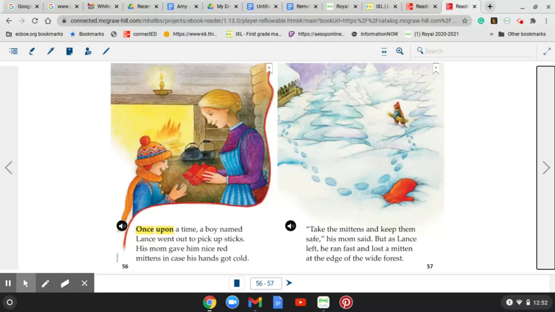We also see that we have the word edge. And if we were in school, we would be spelling this word. So edge is E-D-G-E, and we see the D-G-E says the soft G sound. Now in our class, the soft G sound is on the J wall card because it says the J sound. Okay, let's move on and see if Lance discovers that he has lost his mitten.